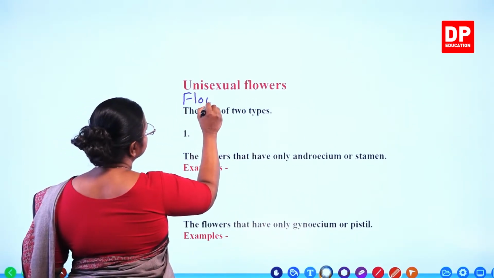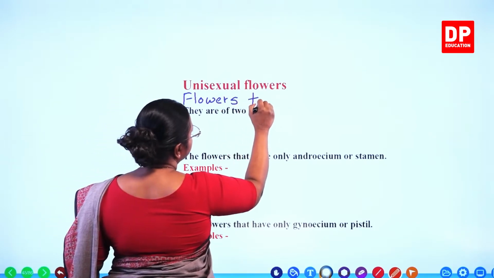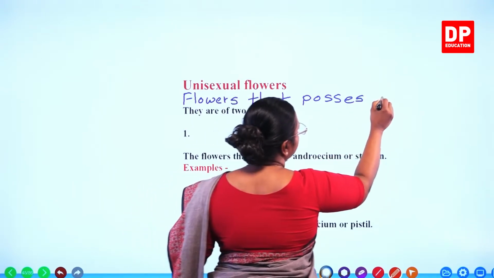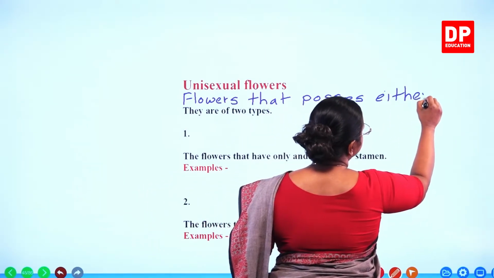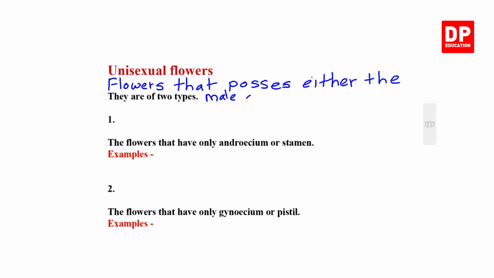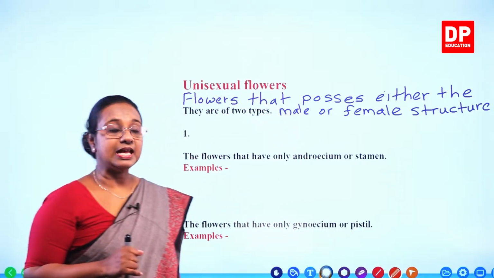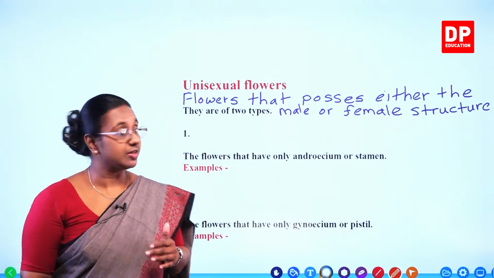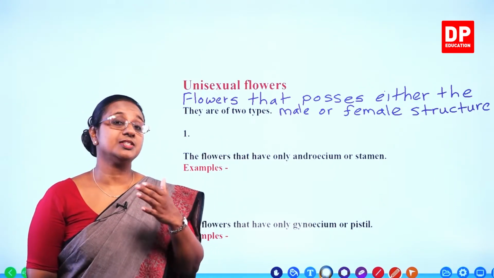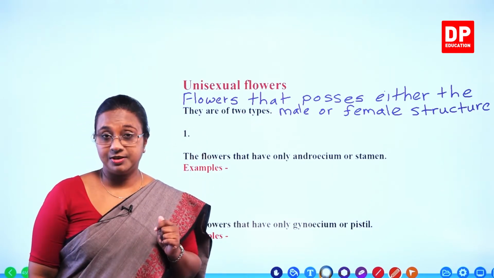flowers that possess either the male or female structure. You can complete it and say are known as unisexual flowers. So flowers that possess either the male or female reproductive structure is known as the unisexual flower.